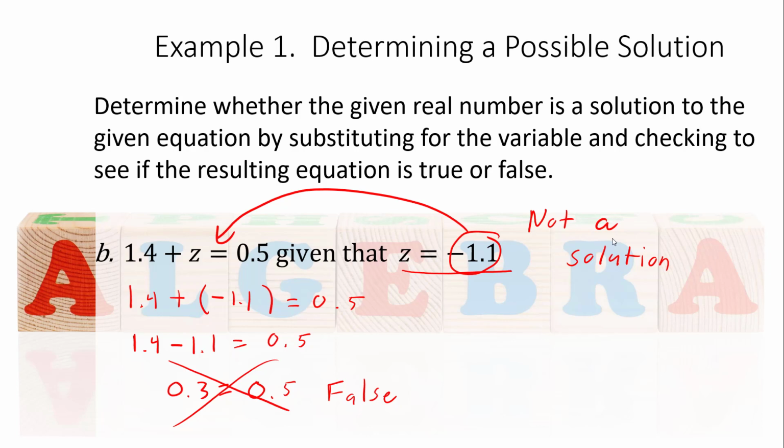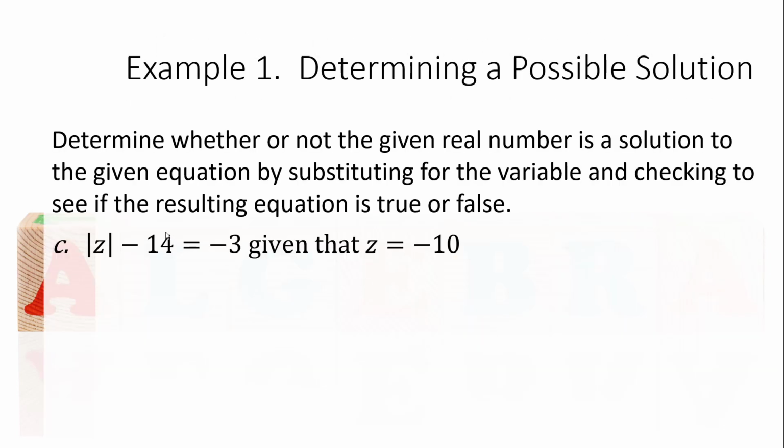Okay, and then the last part of example 1 is this. Here we have the absolute value z minus 14 is equal to negative 3. And we want to know if negative 10 is a solution to this equation. Now keep in mind that the absolute value z is going to be the positive of whatever z is. What does that mean? Well, the absolute value of negative 10 is going to be equal to 10. That's pretty much what we're going on here.